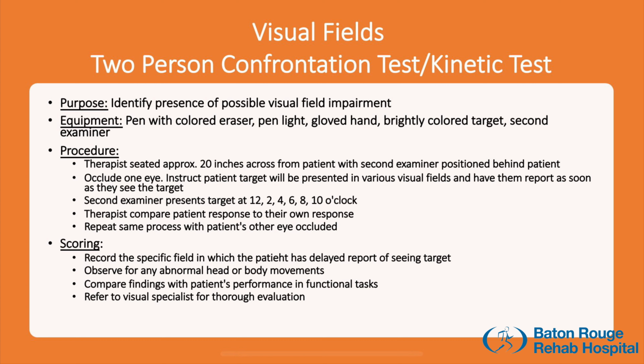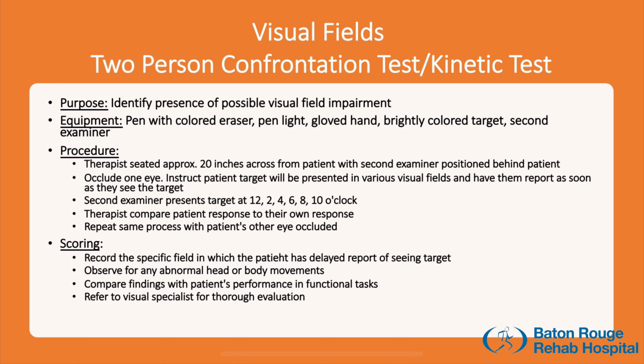To complete the two-person confrontation test, you will be seated approximately 20 inches in front of your patient while another examiner is positioned behind them. You will keep your gaze on the patient as you are also observing for when the target enters your visual field, and your answer will serve as a control for the patient's response to identify any potential problems in visual field awareness. Begin by instructing the patient to keep their head vertical and maintaining fixation on your eye. The second examiner may assist with the positioning of the patient's head.